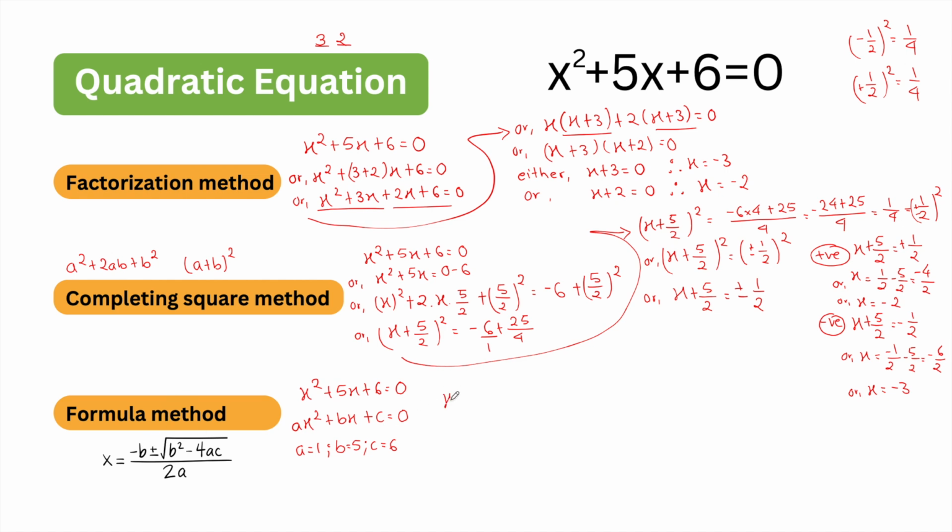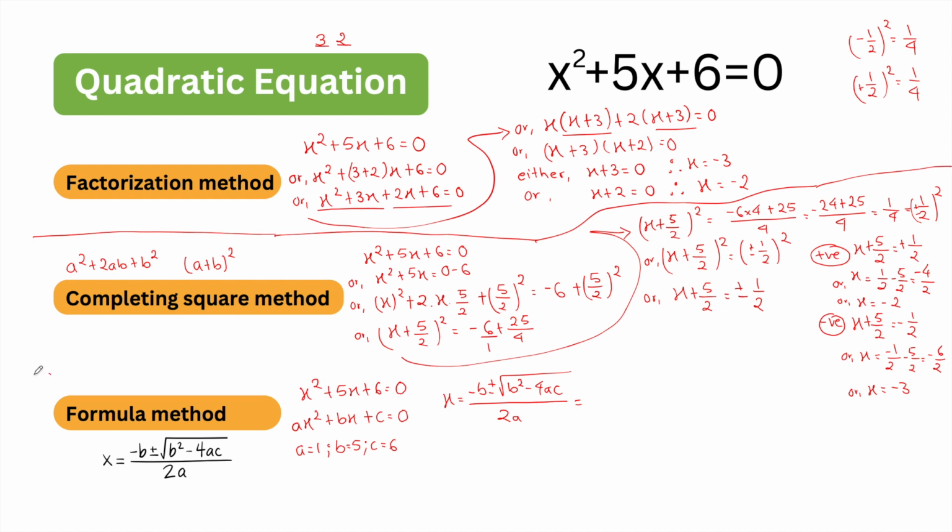So this formula says that x is equal to minus b plus minus root under b square minus 4ac upon 2a. Now we will put in the values, but first of all let me just separate this. This part is of factorization, this part is of the completing square method, and now we are doing the formula method.